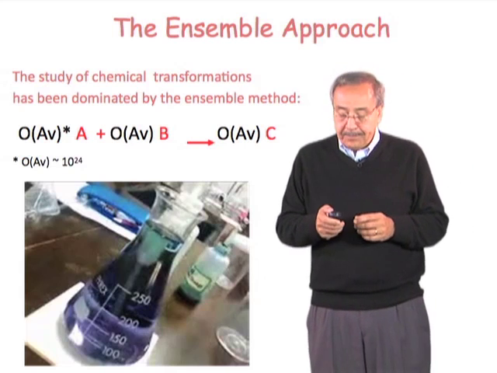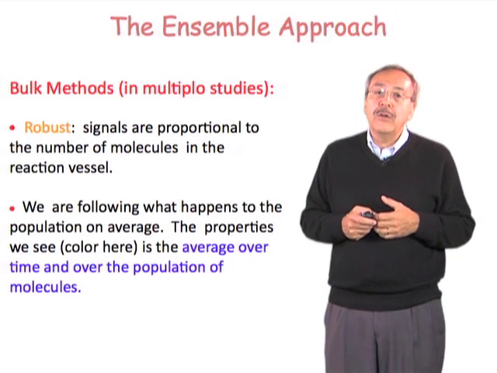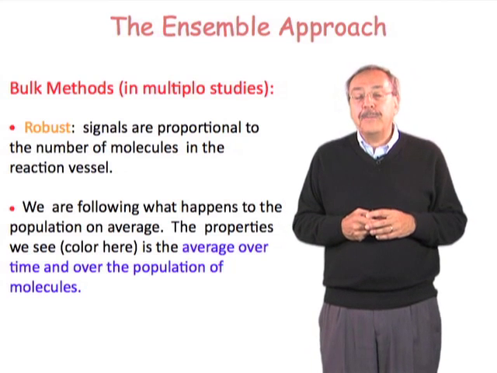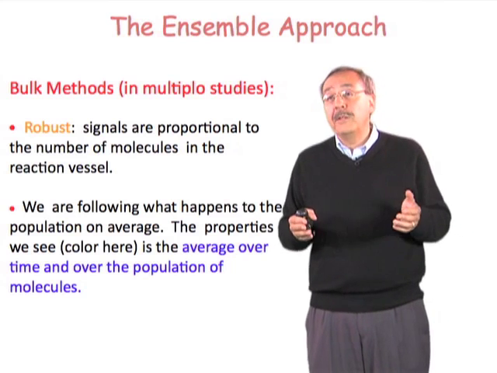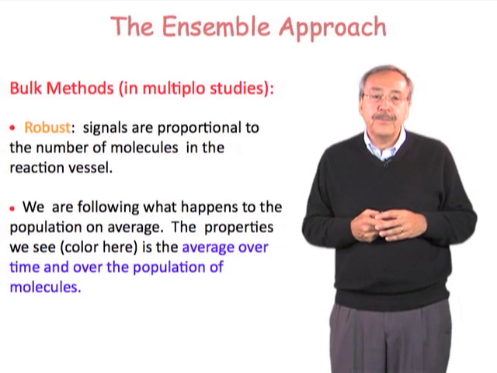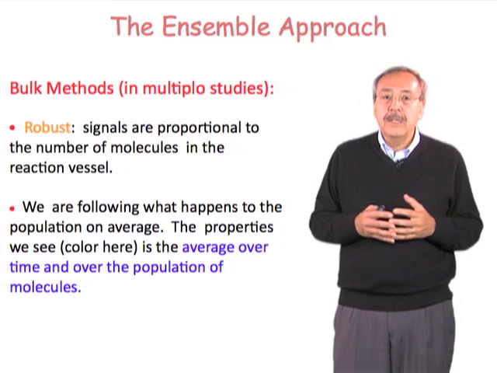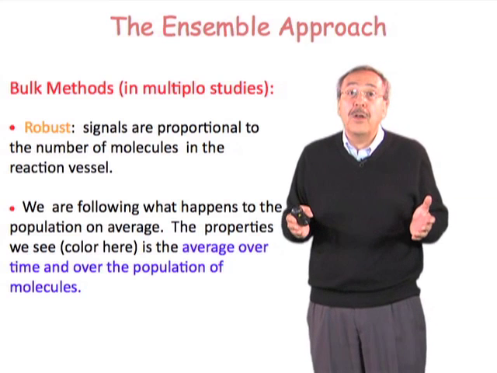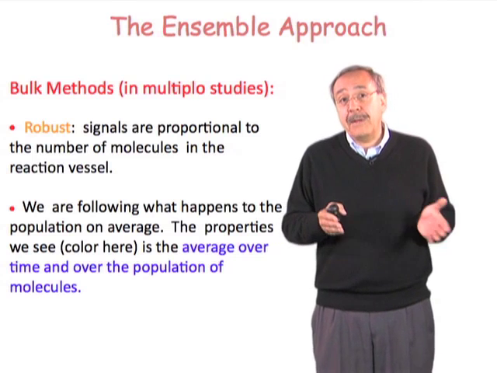This is what we call the ensemble approach, also called bulk methods of studying chemical reactions. In this talk, we are going to refer to them as studies made in multiplo, to indicate that we use many molecules to follow the reaction. There are many advantages to studying reactions in bulk. First, it is a very robust method because the signals are proportional to the number of molecules, and there are lots of molecules reacting A plus B to produce C.